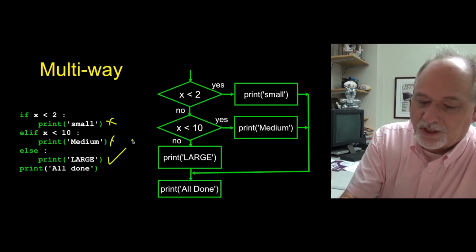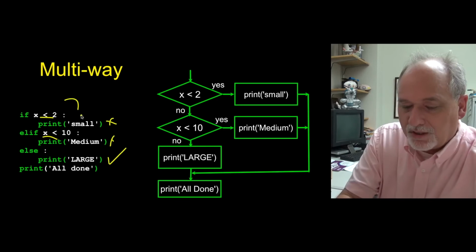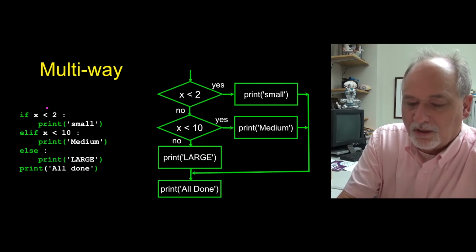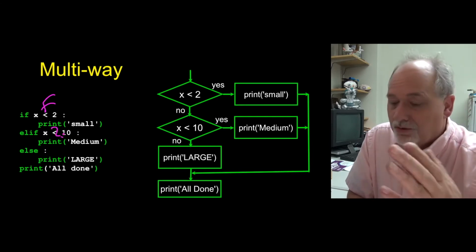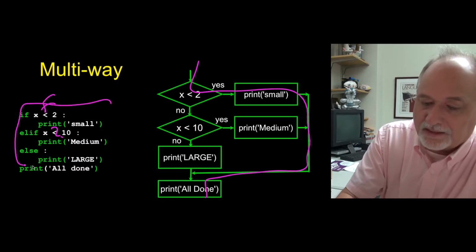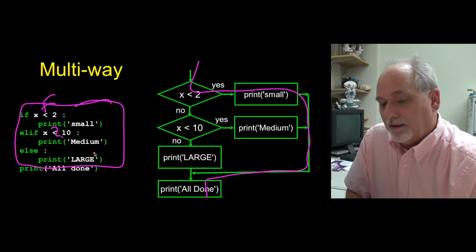The important thing is it checks these questions in order, and it doesn't check the second question until it knows the first question is false. So if the first question is true, you're done. You're done with the whole block at that point. So only one of these three is going to execute in that block.